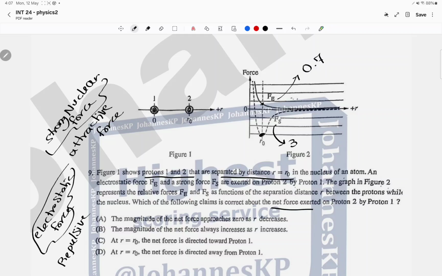Wait, what are you pointing at? D? Isn't the electrostatic force larger when r is equal to rho? So wait, Fe is the electrostatic force? Yeah. Okay. So they're going to be pulling on each other, right? So directed toward. Okay. Good?